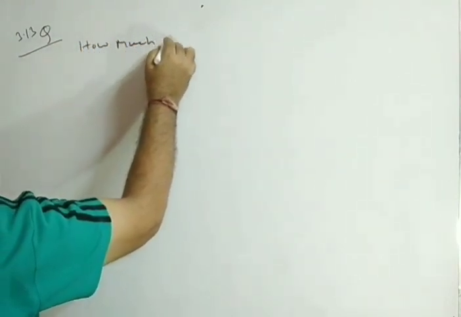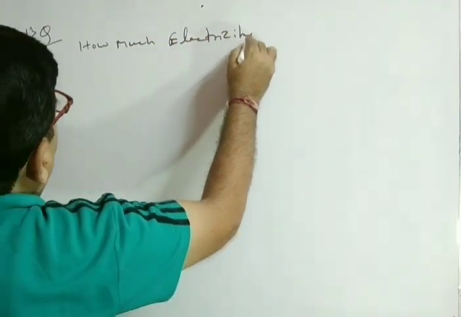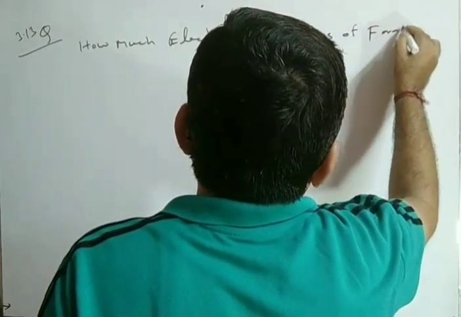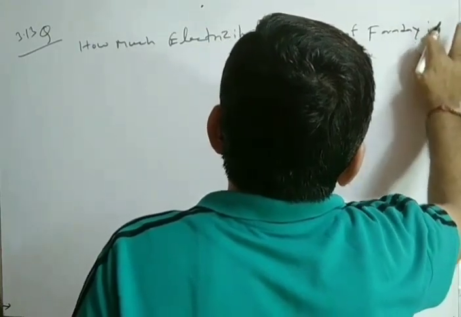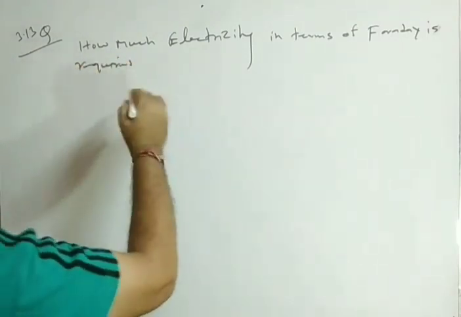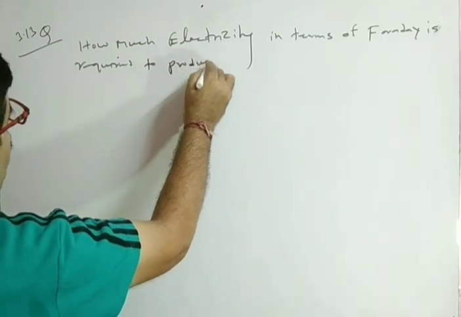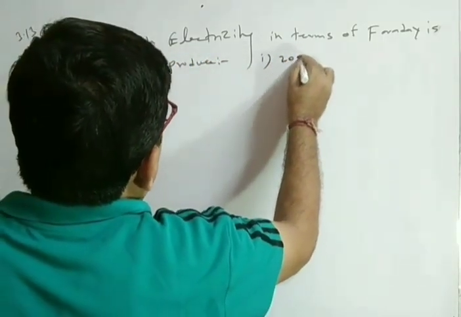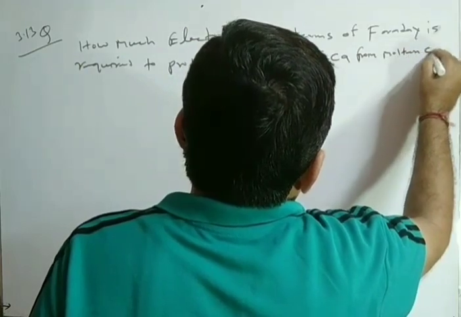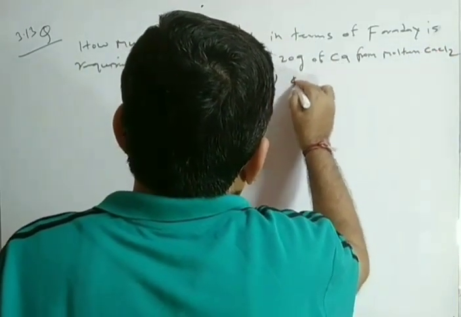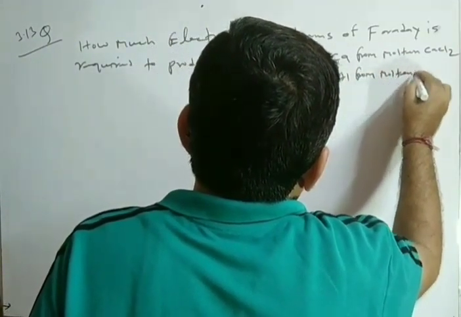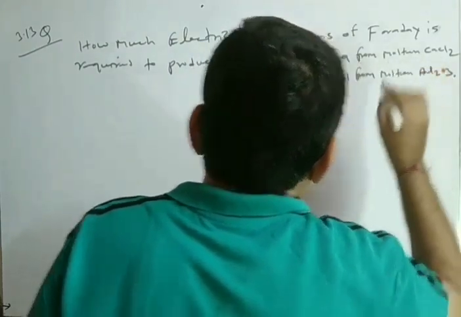How much electricity, in terms of Faraday, is required to produce first, 20 gram of calcium from molten CaCl2, and second, 40 gram of aluminum from molten aluminum oxide.